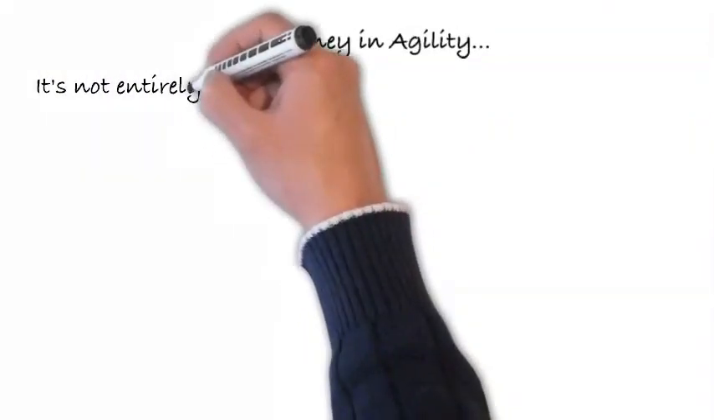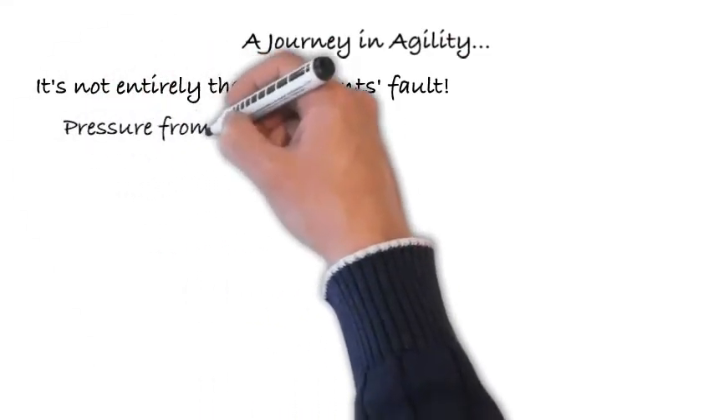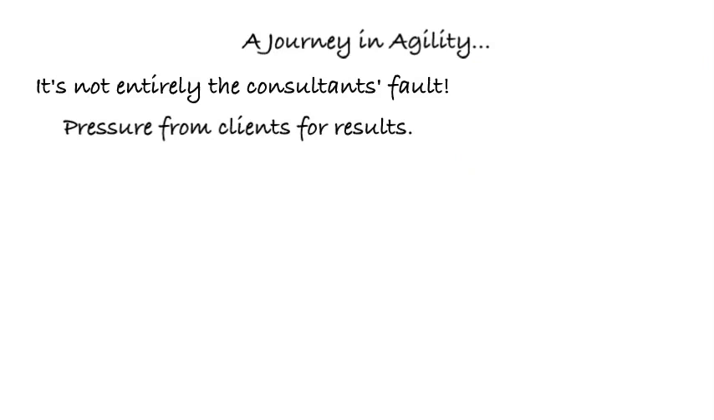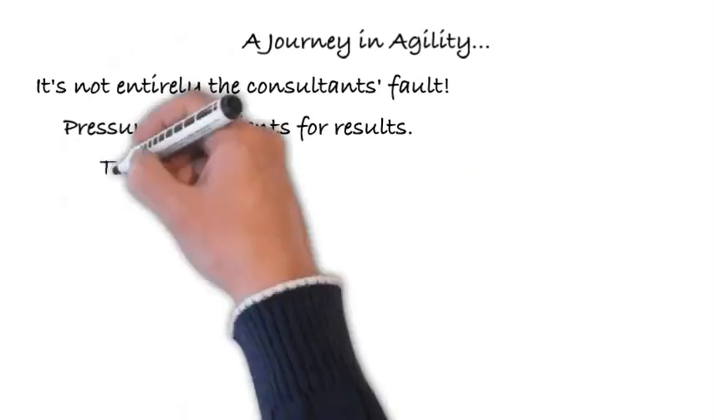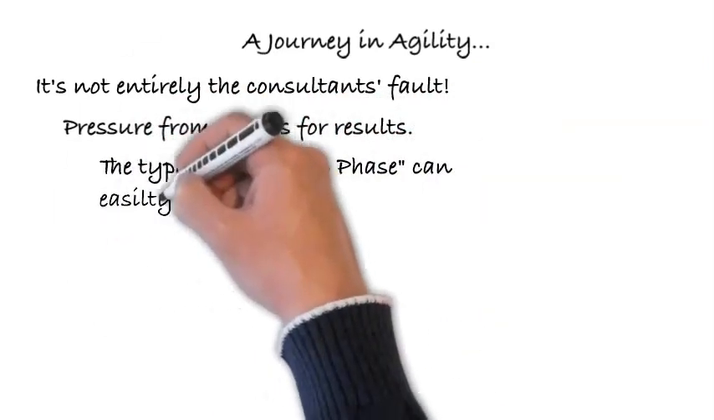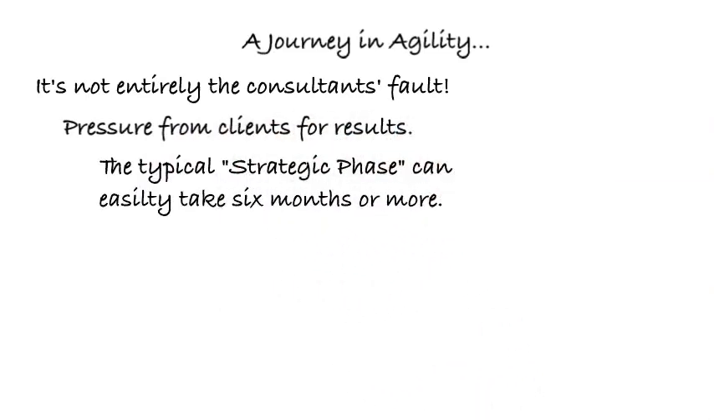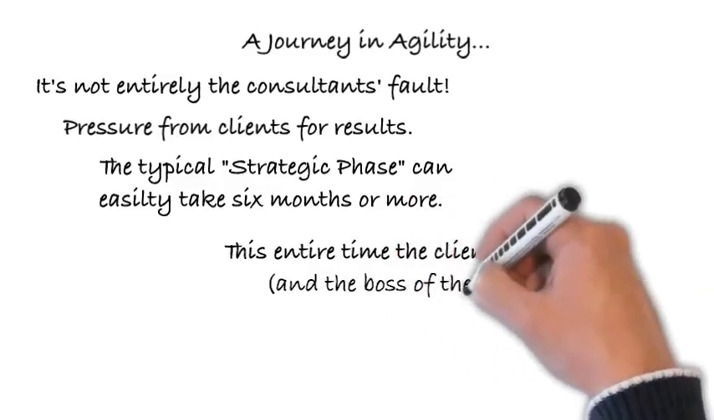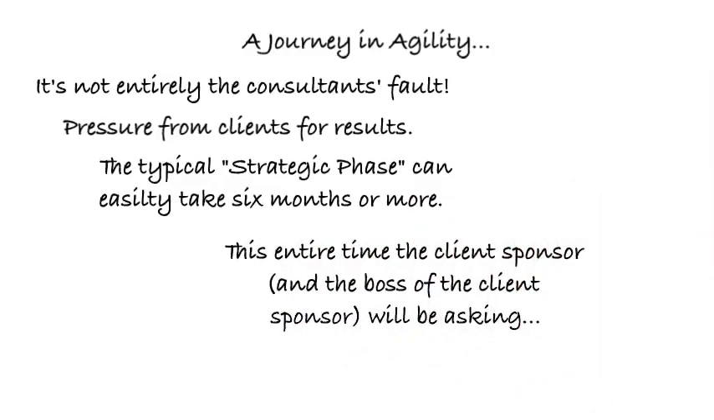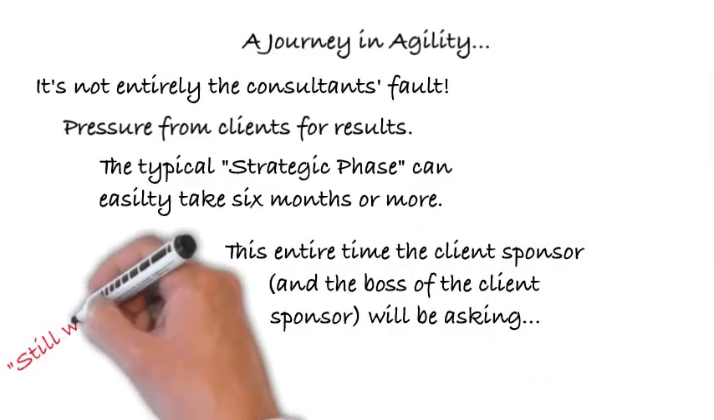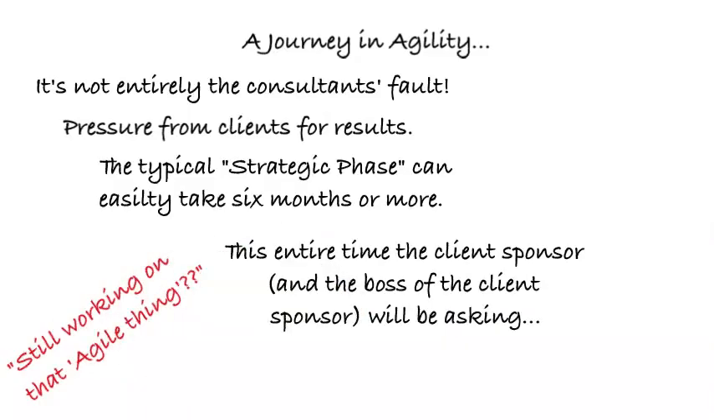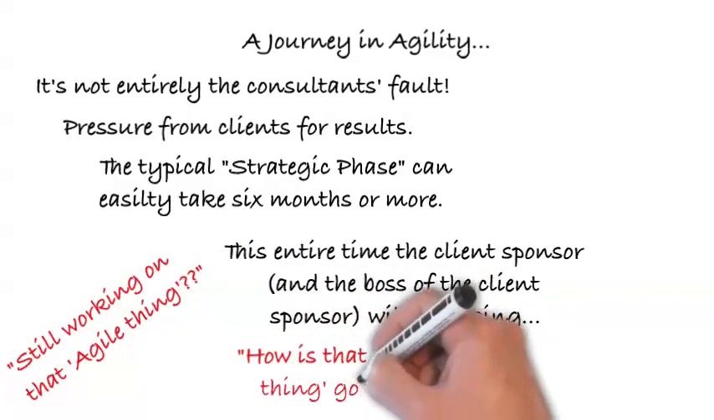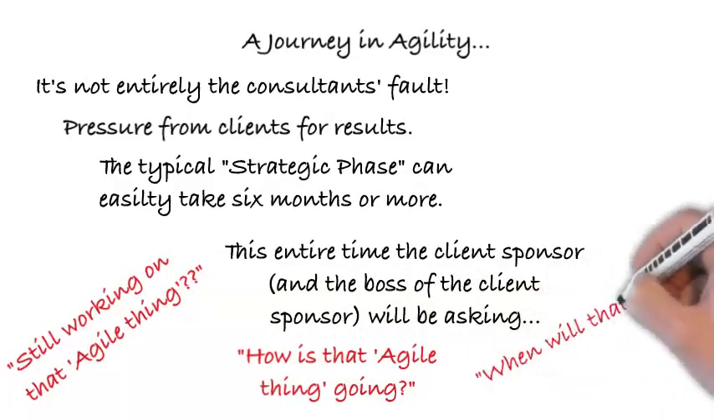Now, you have to understand it's not entirely the fault of the consultant. Often they get pressure from clients to deliver results. The typical strategic plan can easily take 6 months or more. That entire time, the client sponsor and the boss of the client sponsor are asking questions like, "Still working on that Agile thing? How's that Agile thing going? When will that Agile thing be done?"